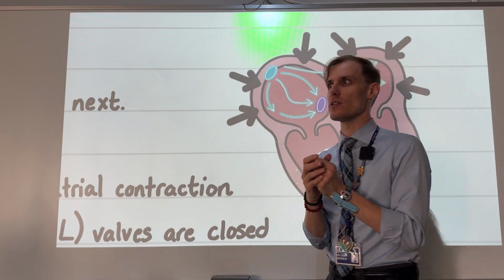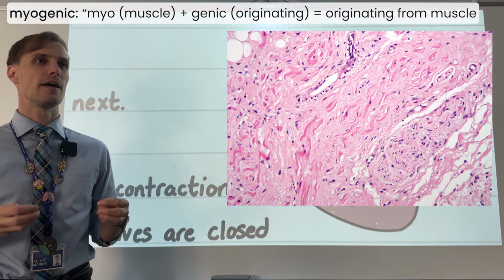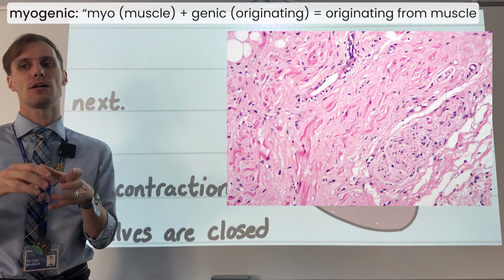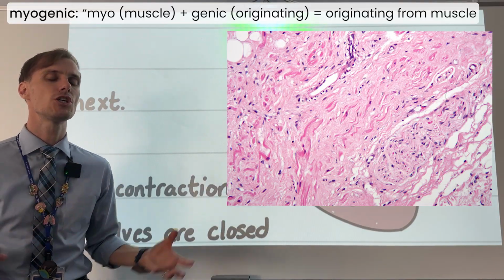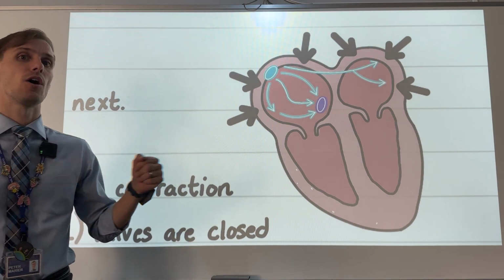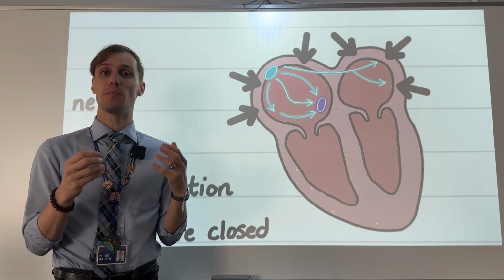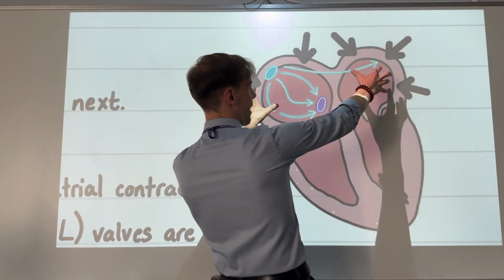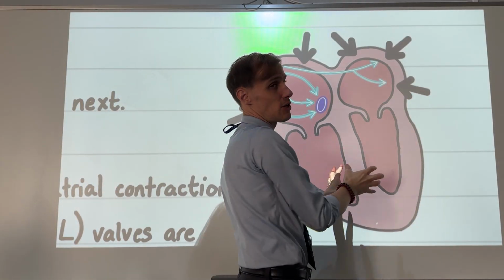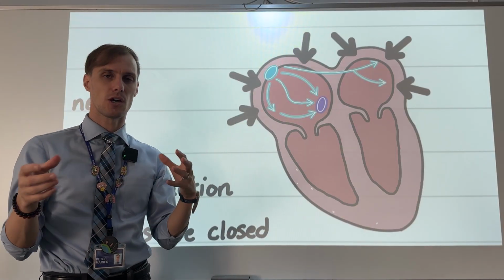Now the SA node is basically a collection of myogenic pacemaker cells. And these are special kind of cardiac muscle cells that are able to initiate their own action potential. So they, not the brain, are the initiator of this action potential wave. In order to have efficient blood flow, the atria have to contract before the ventricles do, and they need to contract in unison. So how is this accomplished?